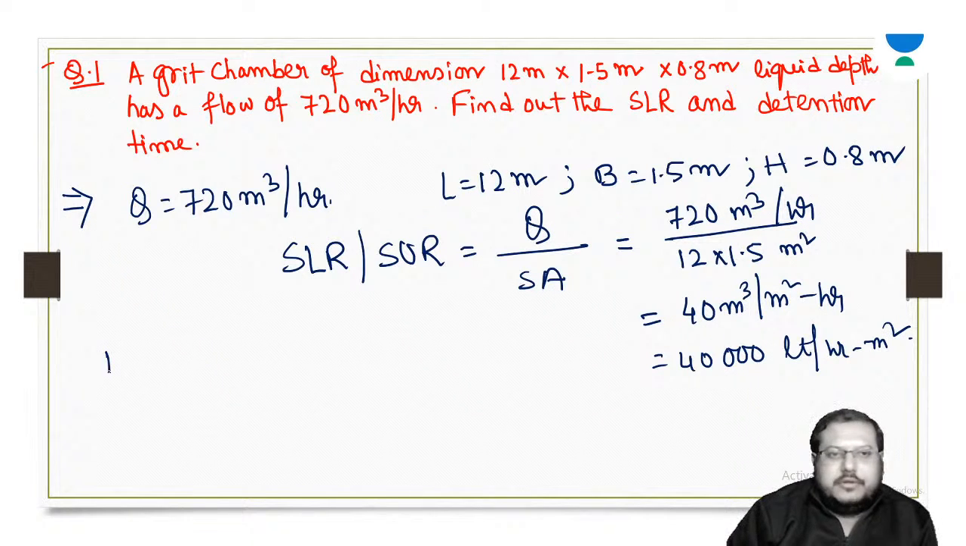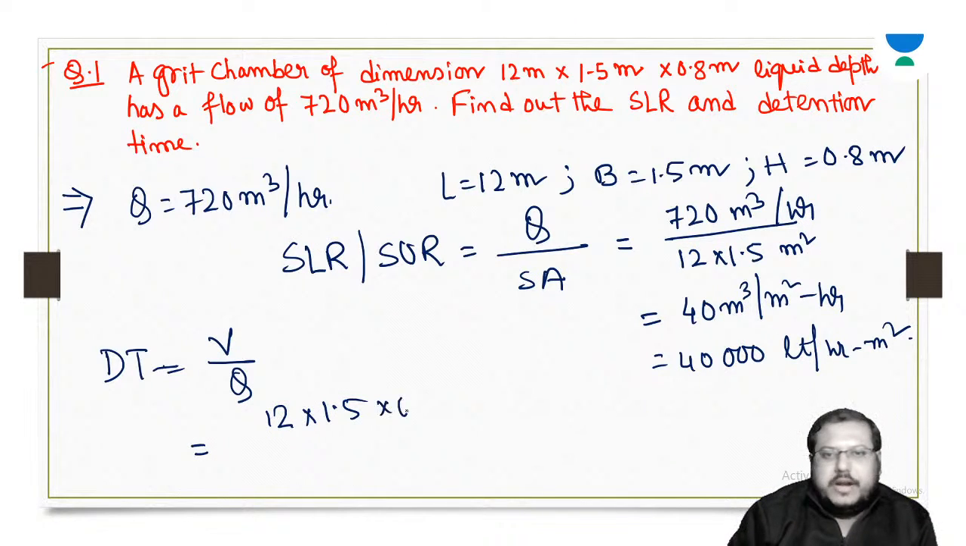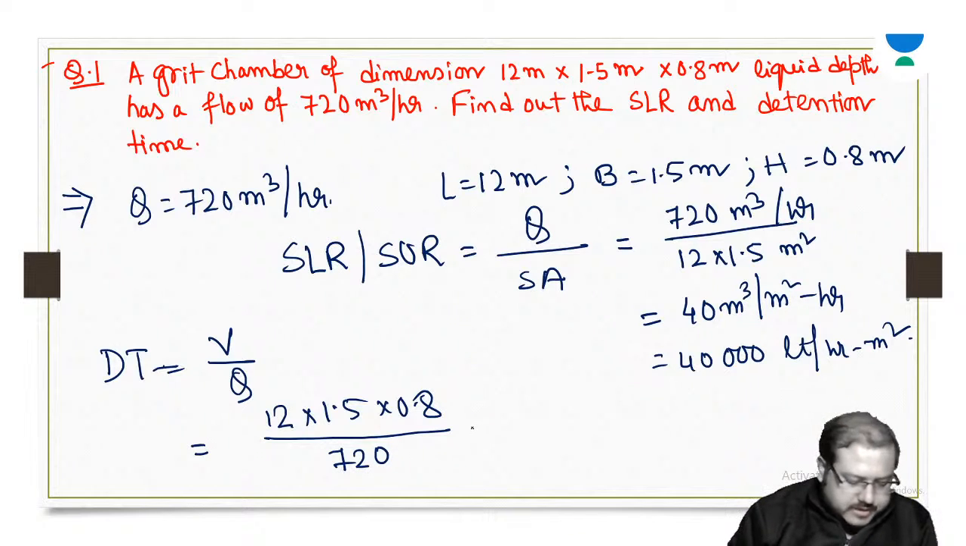Now detention time also they are asking. Detention time is nothing but V by Q, where V is 12 into 1.5 into 0.8 by Q is 720. That's in hour, into 60. That will be in minute.